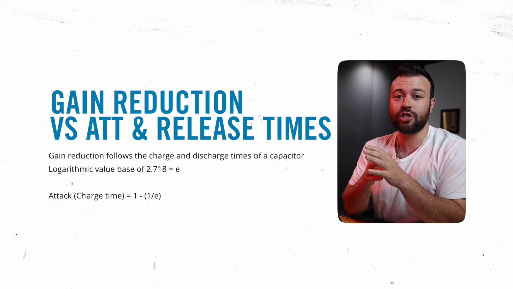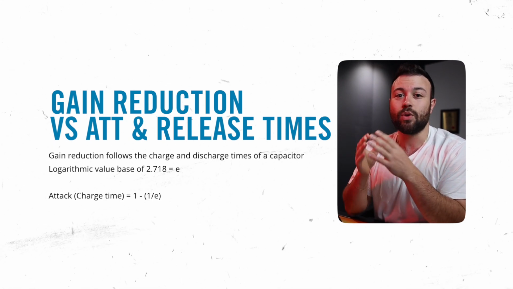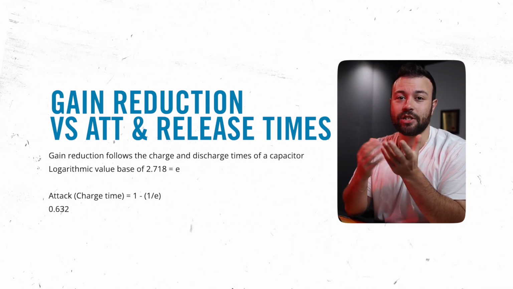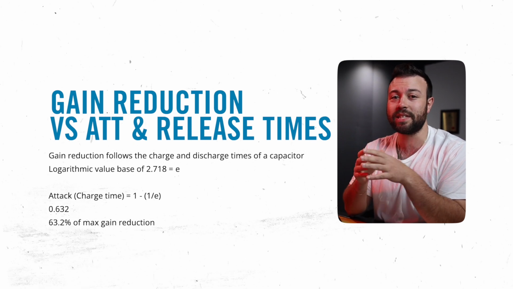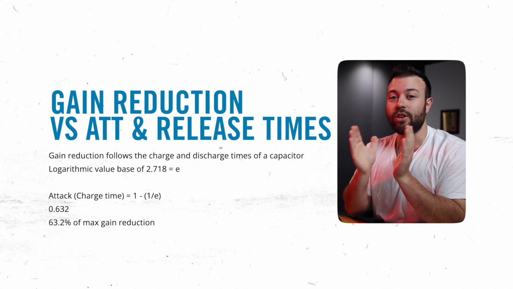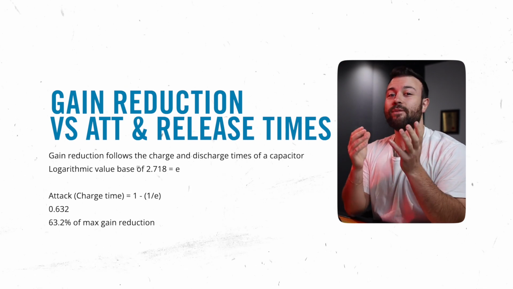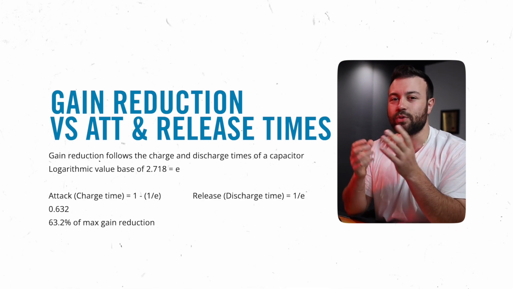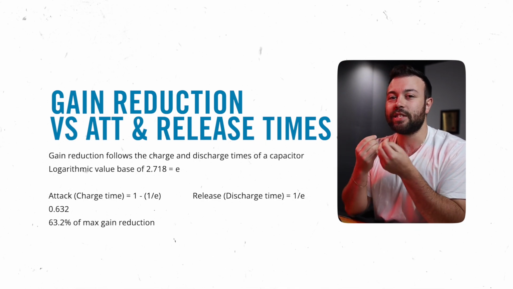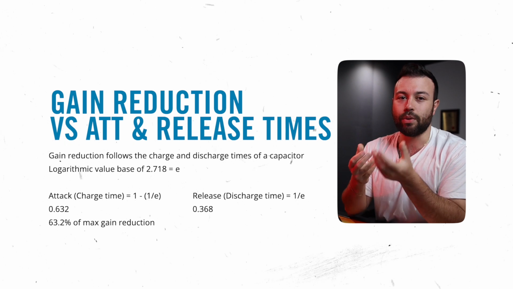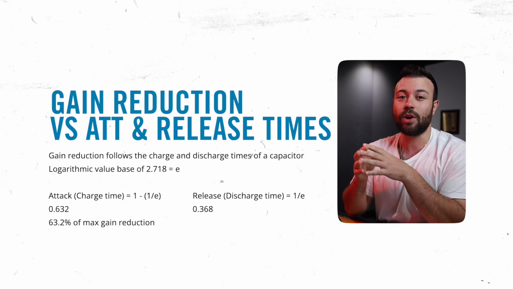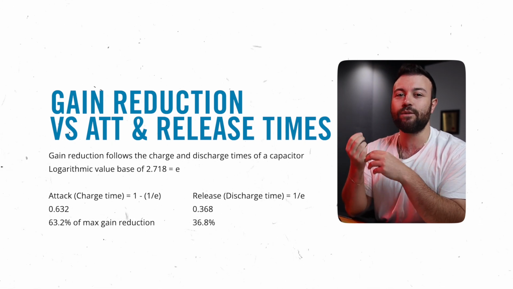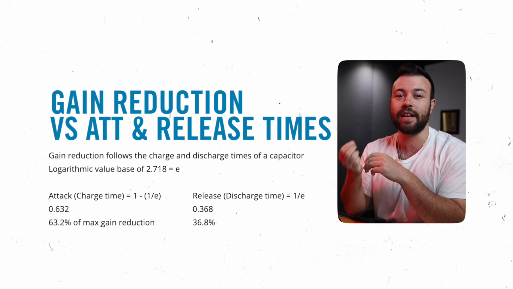Which means for attack and release times, the attack or the charge time of one time constant is 1 minus 1 over e, or 0.632, which means your attack time will only reach 63.2% of the gain reduction value at 1 revolution of the time constant, and it will take 4 to 5 times the time constant to reach its maximum gain reduction. Likewise, with release time or the discharge time, it's 1 over e, which is 0.368. Now, your release time will only release back to 36.8% of the gain at 1 time constant, and it will take 4 to 5 time constants to arrive back at unity gain.